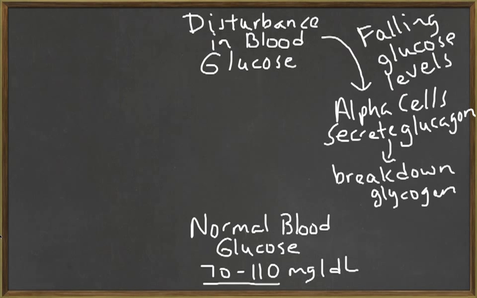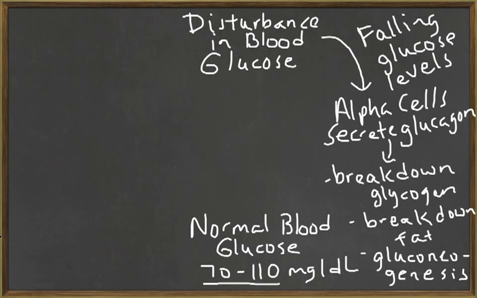The second thing is that we will have an increased breakdown of fat to fatty acids. These fatty acids then can be used as energy as well in the absence of glucose. So we get these fatty acids from the fat that's stored in adipose tissue. And the last thing that can happen is that the glucagon will stimulate the liver to make new glucose, and we call this gluconeogenesis. These three mechanisms, breaking down glycogen, breaking down fat, and creating new glucose, will then bring the blood glucose level back into the normal range of 70 to 110 milligrams per deciliter.